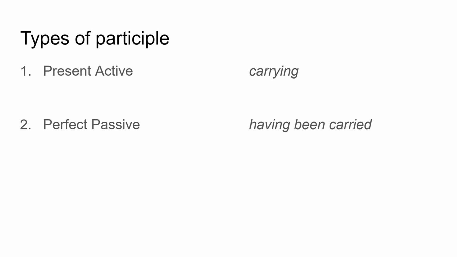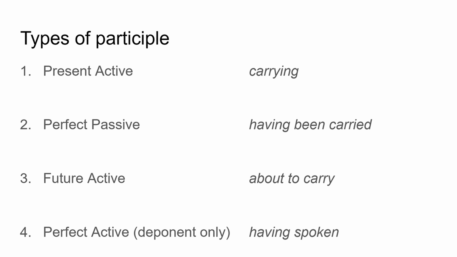The second one is the perfect passive participle, having been carried is how it's translated. The third is the future active participle, about to carry or being about to carry. And the fourth one is unusual, it's for deponent verbs only, and that's a perfect active participle, having spoken. Now I'm going to make videos on all of these, so check out my channel for those, but for today, I'm going to be focused on the present active participle.